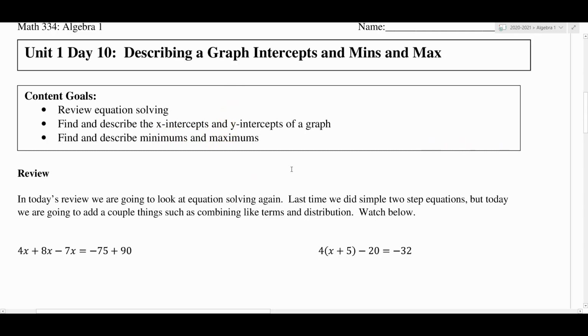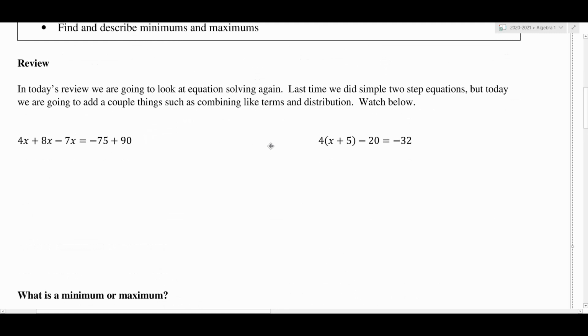Let's start off with our review, which is just going to be a little bit of equation solving again today. Last time we did really simple two-step equations, but today we're going to add a couple things such as combining like terms and distribution. So watch me do some of these problems below.